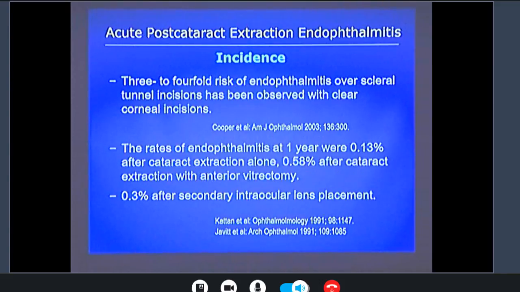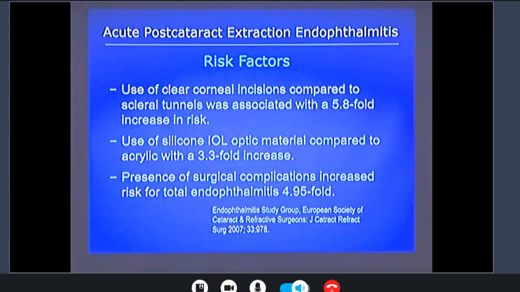Now, for unknown reason, it has been shown that the risk is relatively high after secondary intraocular lens implantation, 0.3%. So secondary intraocular lens implantation is associated with increasing incidence. So what are the risk factors? We have to know the risk factors so that we can select, as we did with trauma, in an important paper that we published some years ago. We looked at the risk factors for endophthalmitis after repair of open globe injury. Based on the identification of these risk factors, we gave prophylactic intravitreal antibiotics at the time of primary repair. So you have to know the risk factors for endophthalmitis after cataract surgery so that we can design prophylaxis.